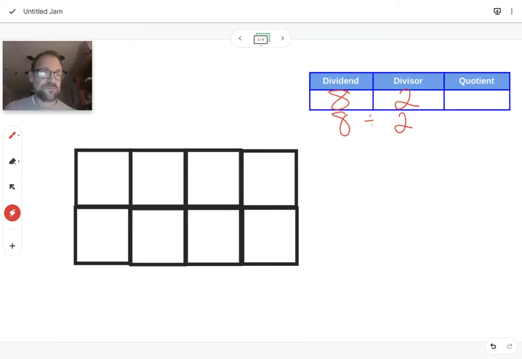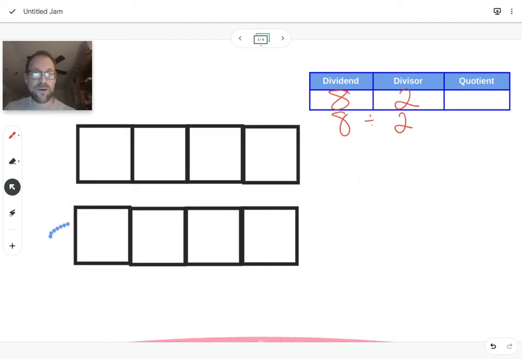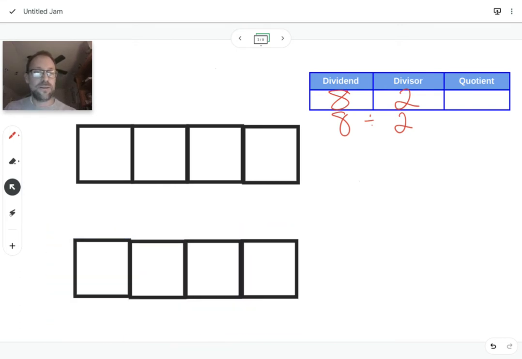Okay, so if we do that, let's see, we're going to grab that group. I'm going to separate that group out, and let's grab that group and separate that group out. Now, check it out. We have 2 groups, right? We got group 1 and group 2. How many squares are in each group? Let's count them. 1, 2, 3, 4 squares in that group.